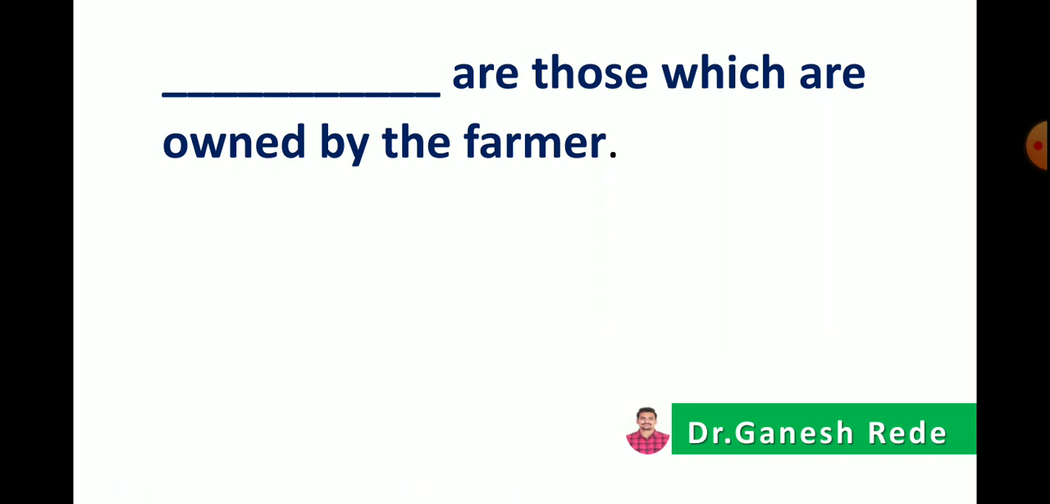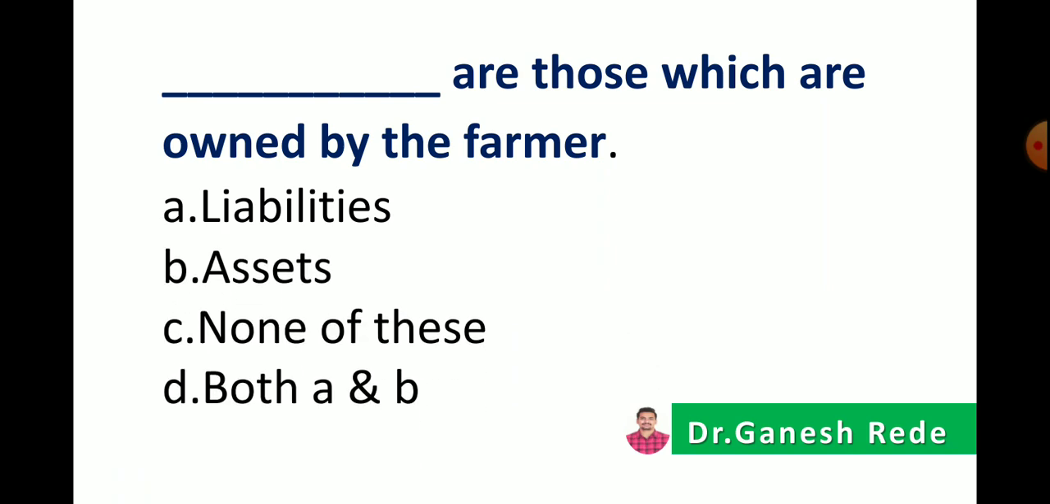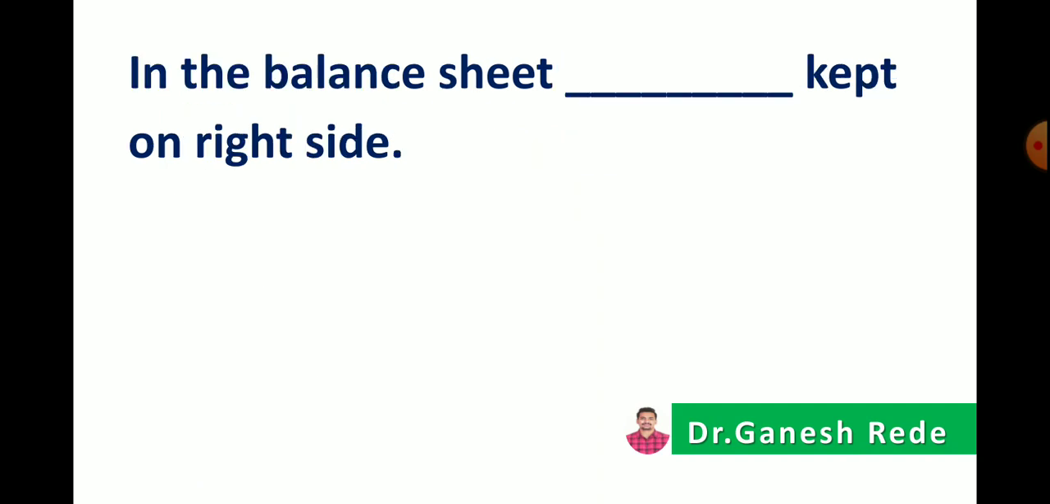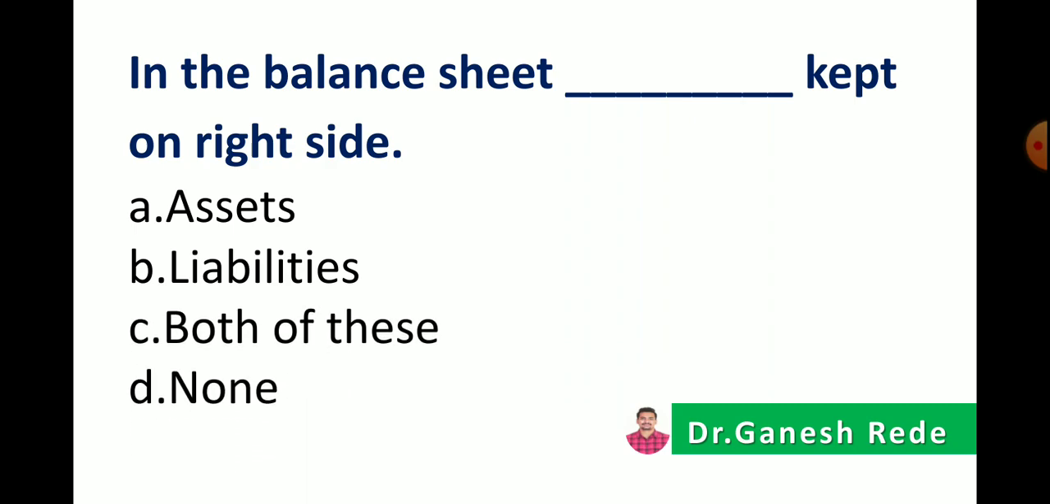Next, dash dash are those which are owned by the farmers: liabilities, assets, none of these or both A and B. The correct answer is option B. Assets are those which are owned by the farmer. Next, in a balance sheet, dash dash is kept on the right side. Option A assets, B liabilities, C both of these, or D none of these. The correct answer is that in the balance sheet, assets are kept on the right side and liabilities are kept on the left hand side.